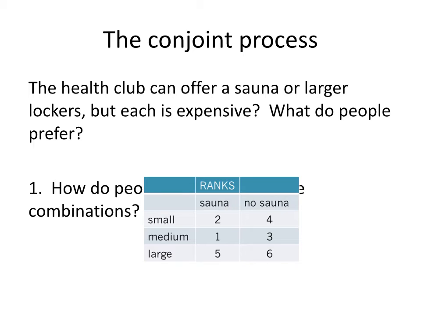So these data could be collected by giving an individual the 6 different combinations, on separate cards, and asking him to rank them, to put them in order of his preference. The same ranking data could be developed other ways. We'll talk about that momentarily.